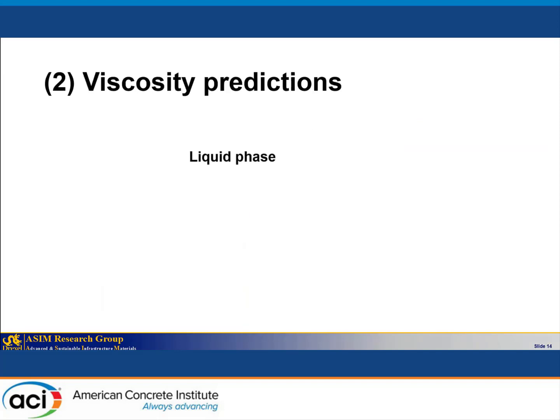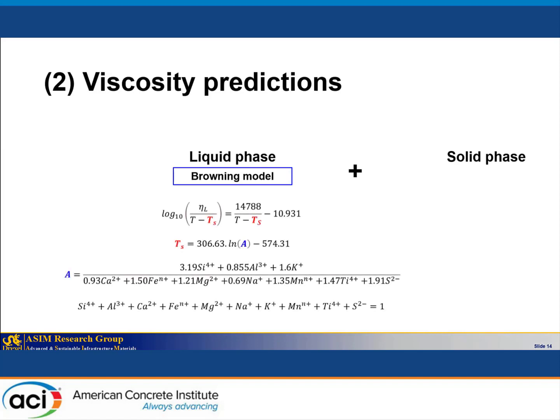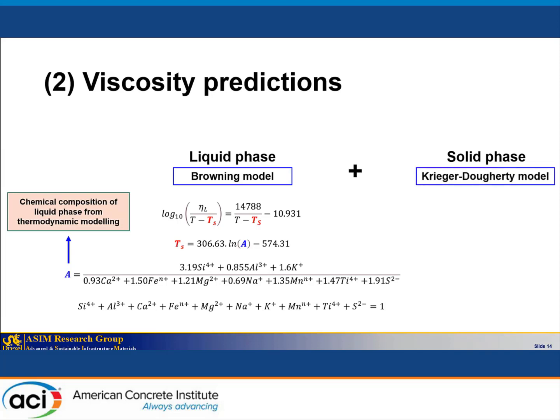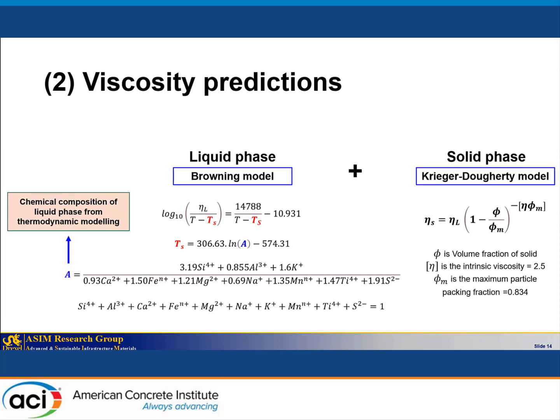For viscosity, as I said, we're going to have a combination of liquid phase and solid phase. For the liquid phase, we use the empirical model of Browning, which heavily relies on the chemical composition of the liquid phase, depicted by the A factor over here. The way we quantify that is by getting the chemical composition of the liquid phase, which is an output of thermodynamic modeling. For the solid phase, we use the Krieger-Doherty model. Basically, it accounts for the volume fraction of solid in the system and how the packing works, and gives us a final estimation of the solid-liquid phase viscosity in the system.